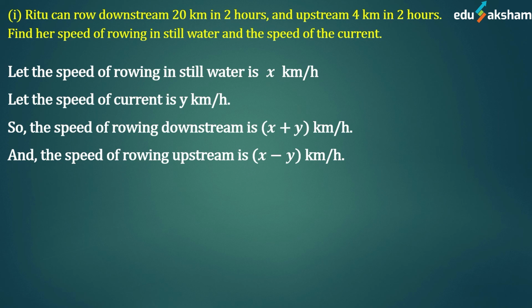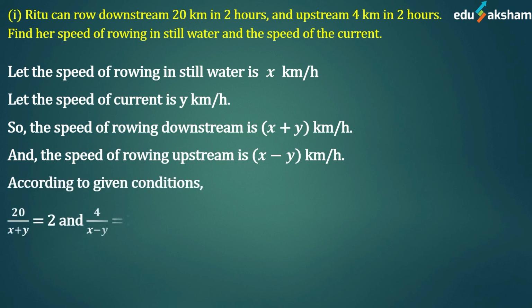अब हम speed distance time का फॉर्मूला apply करेंगे. question में ये given है कि ऋतु travels 20 kilometers in 2 hours while she travels downstream. तो जब वो downstream travel करती है, she travels 20 kilometers and her speed is x plus y and she takes 2 hours. तो हमने ये फॉर्मूला apply किया है, distance by speed is equal to time. Same condition हमने upstream के लिए भी apply किया है. She travels upstream 4 kilometers at a speed of x minus y in 2 hours. So हमें ये दो equations मिल गए.